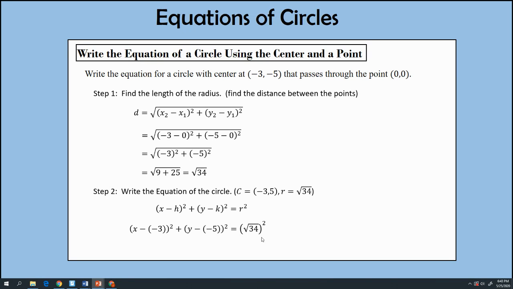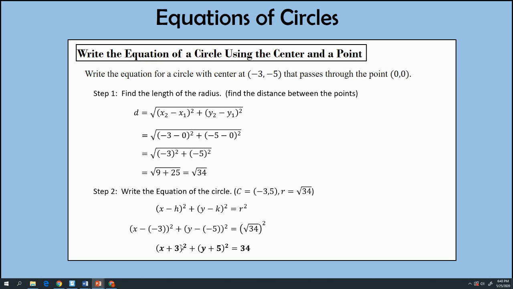And hopefully you see now why I said leave it as the square root of 34. Because what happens when we square a square root? Well, those are inverses. They cancel each other. Okay, so our final answer is going to look like this. Again, anytime we got minus a negative, we're going to simplify. So x plus 3 squared plus y plus 5 squared equals 34. That's our final equation written for this circle.